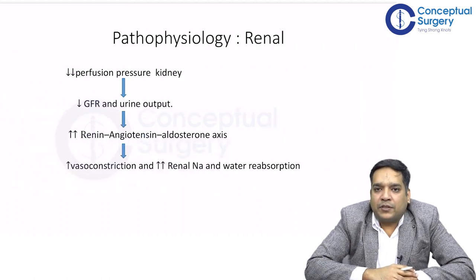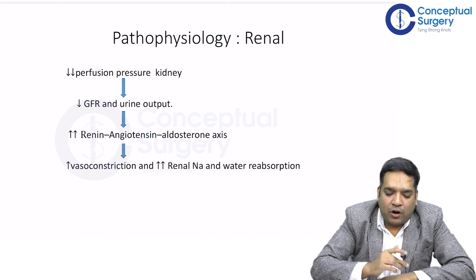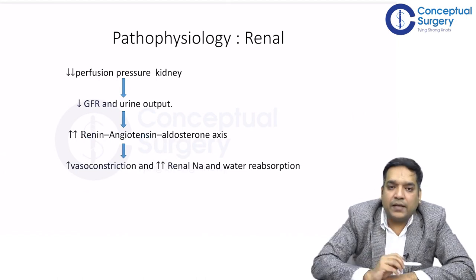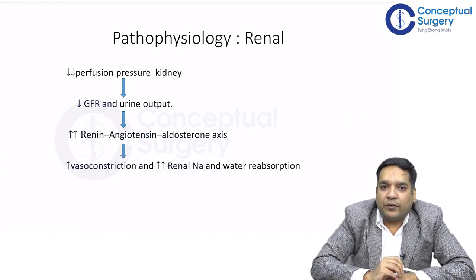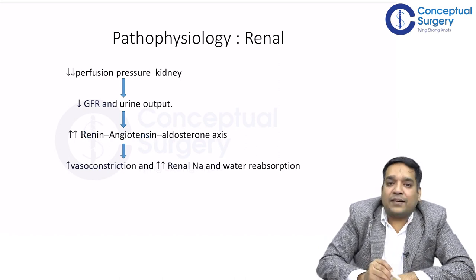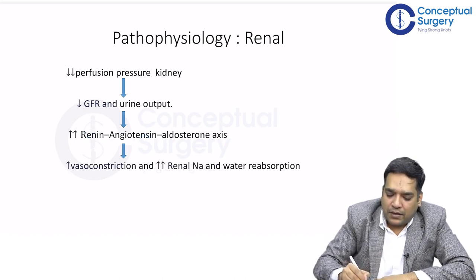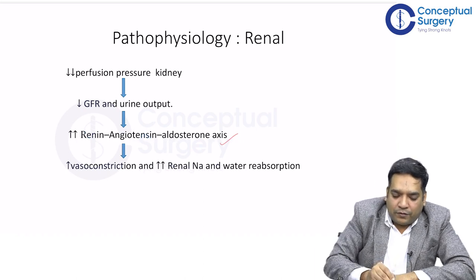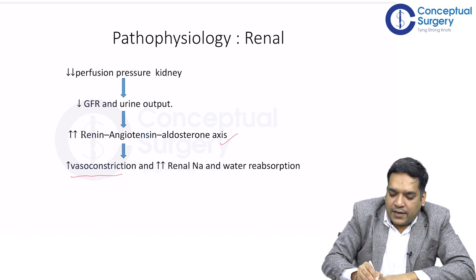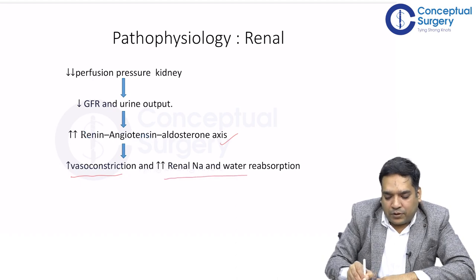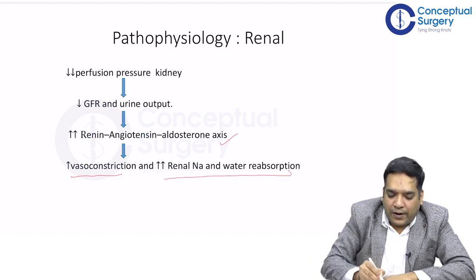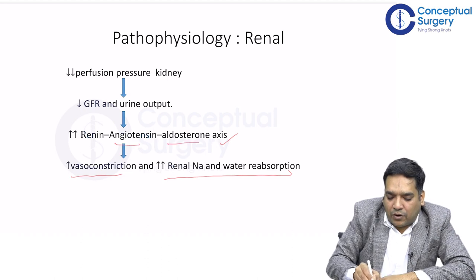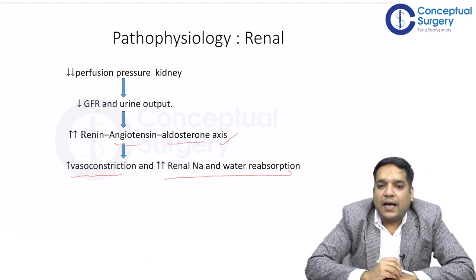So, what is the pathophysiology at the renal level? Shock leads to decreased perfusion pressure in the kidney. This leads to decreased GFR and urine output, and this leads to activation of the RAS system. Because of activation of the RAS system, it leads to vasoconstriction and increased renal sodium and water resorption. Very common. Due to the effect of angiotensin and aldosterone, there is vasoconstriction and increased renal sodium and water resorption.